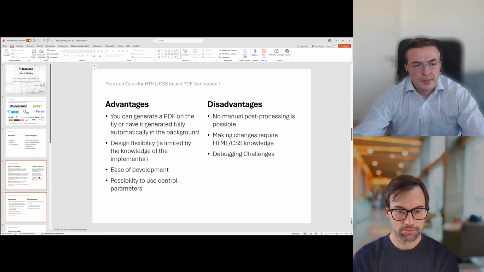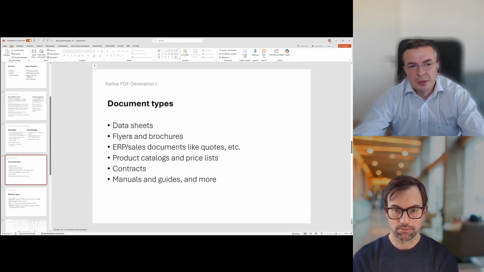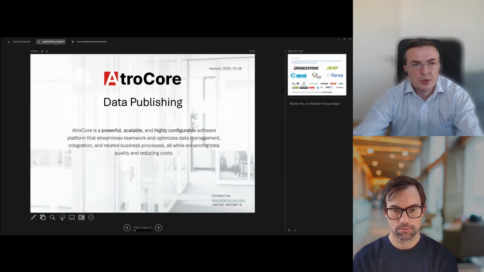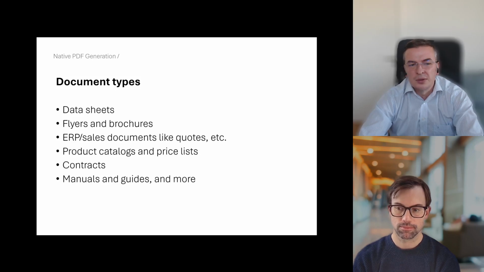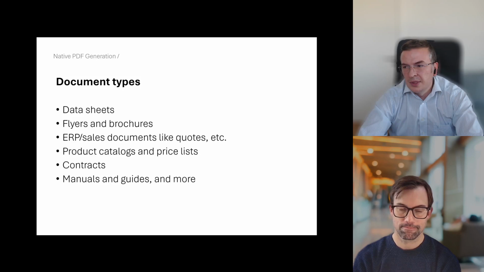So which document types can we generate? Let me switch back to presentation mode. Actually, we can generate any kind of PDF document. We can generate product catalogs, product data sheets, flyers and brochures. We can generate sales documents, quotes, price lists, individual quotations with a lot of product data, with images and so on. Maybe we can even generate contracts. Yes. Yeah, maybe give some.